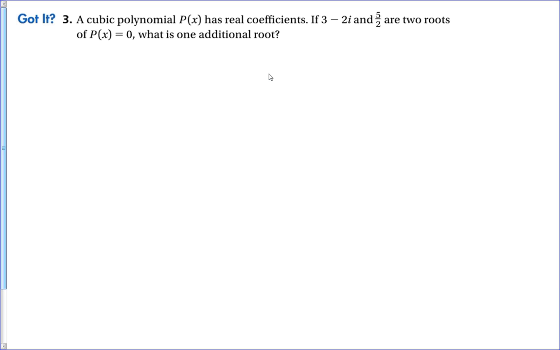We know here the 5 halves is not in the form of a plus the square root of b or a plus bi. It is not in one of those two forms, so this doesn't have a conjugate root. We just have to leave it as that. But if we look at the 3 minus 2i, it is in the form of one of these. So our one additional root, you simply change the sign between them. It'd be 3 plus 2i.